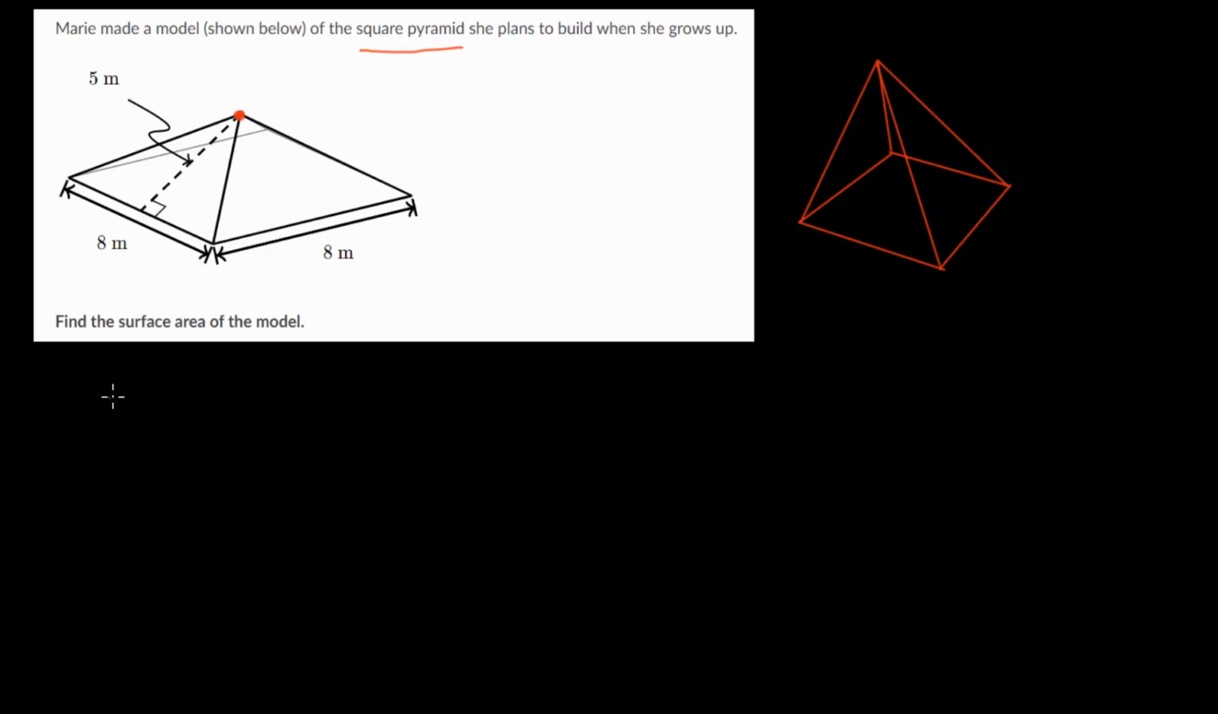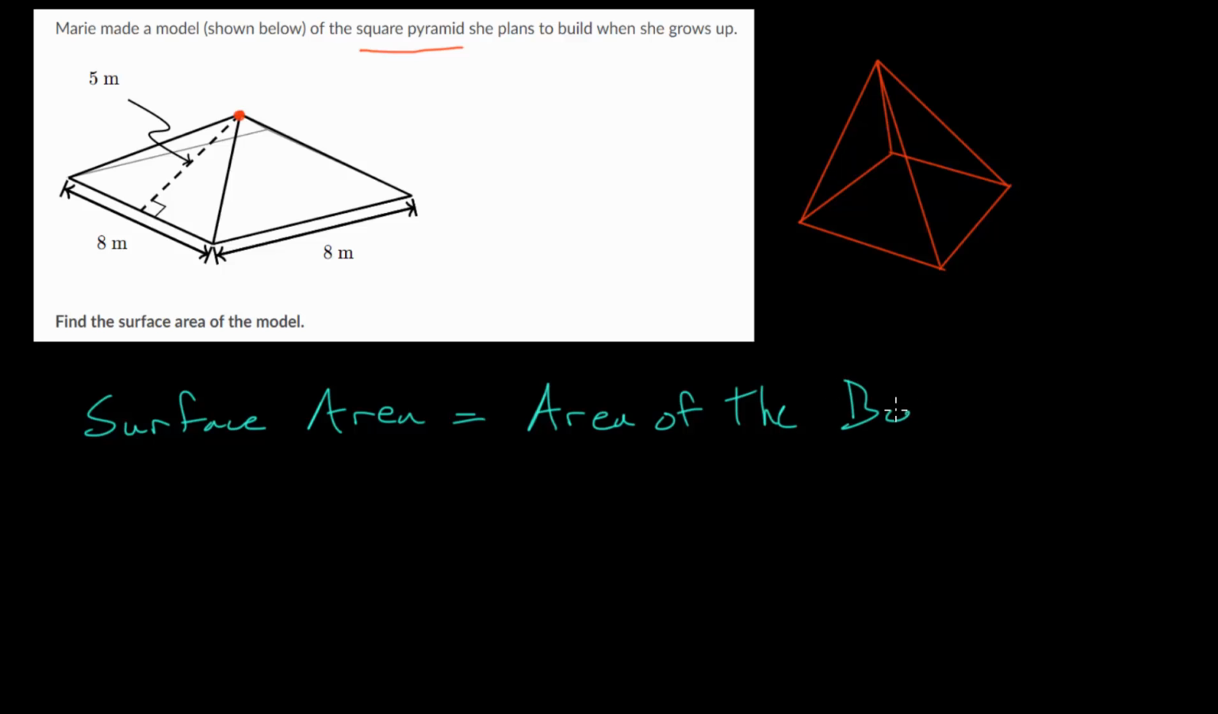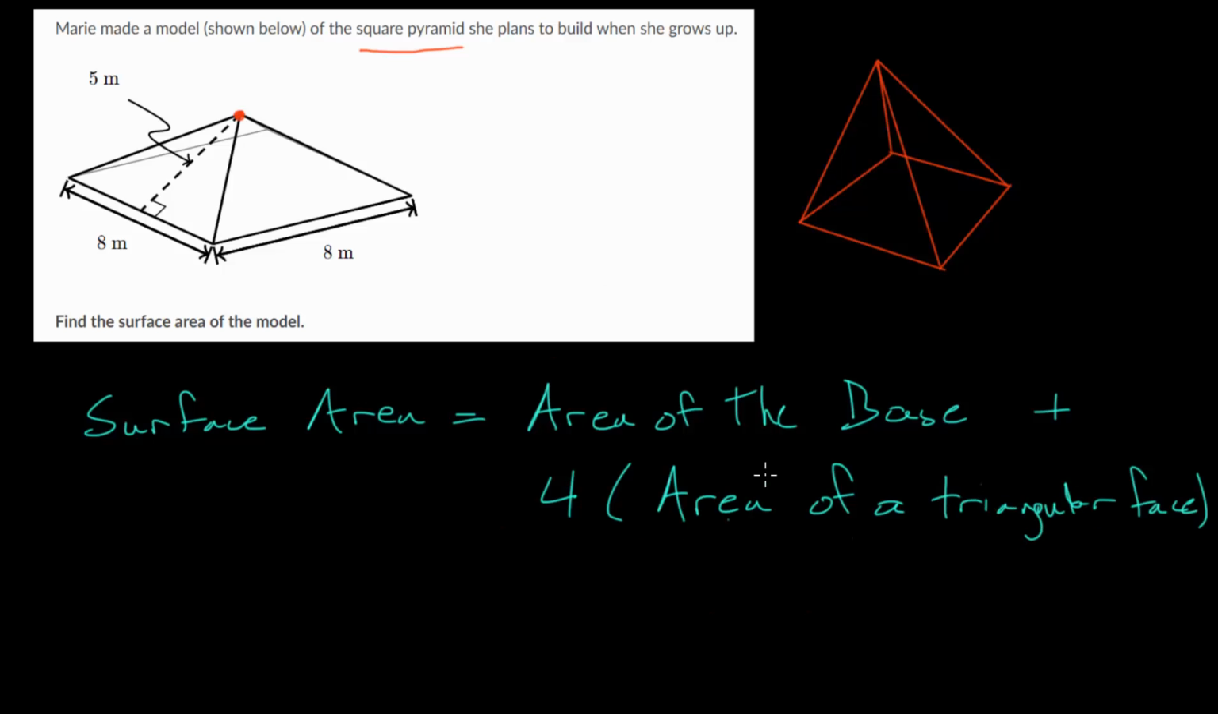So we can write out that for the surface area of a square pyramid, we will find the area of the base, and we're going to add that to 4 multiplied by the area of a triangular face. We can just multiply that by 4 since each of the 4 faces are going to have the same area. They are all going to have a base of 8 meters and a height of 5 meters, since with these square pyramids, there's a lot of symmetry.